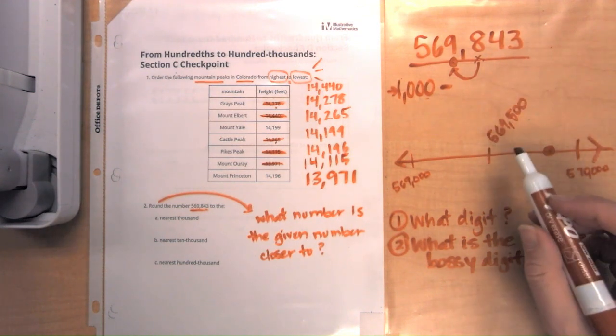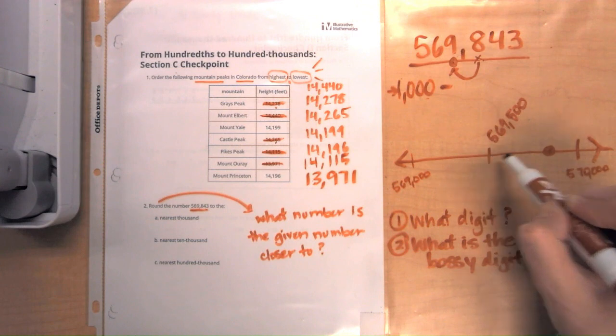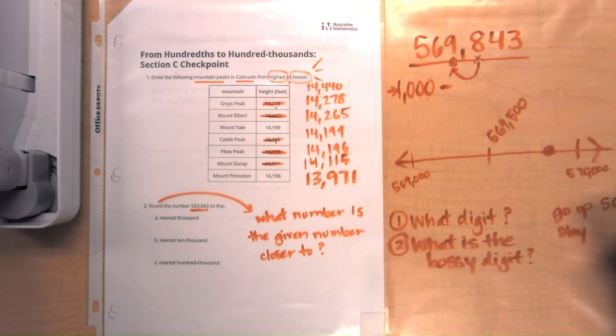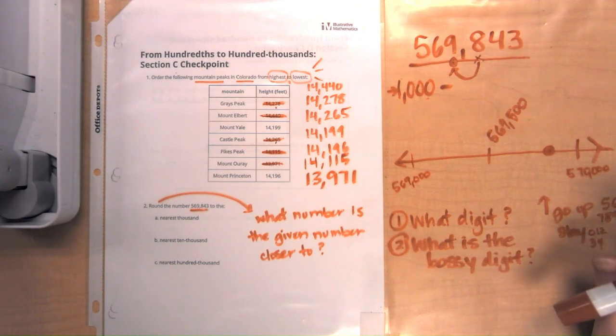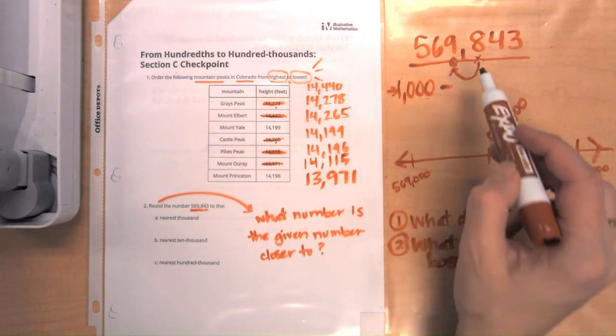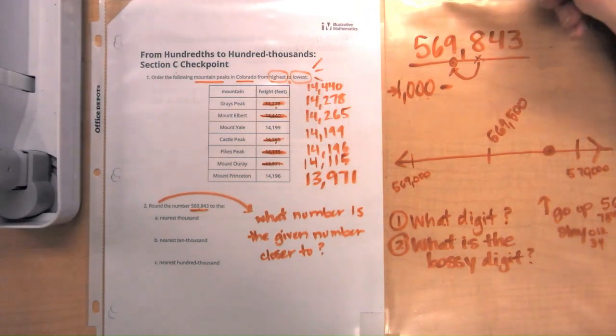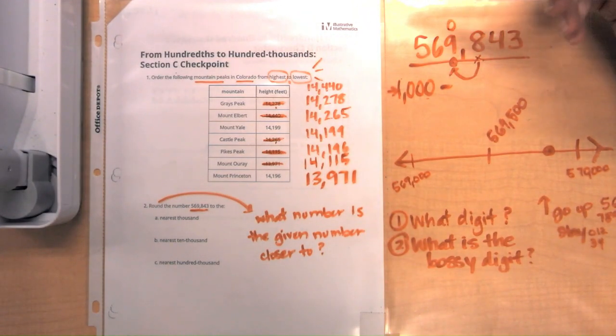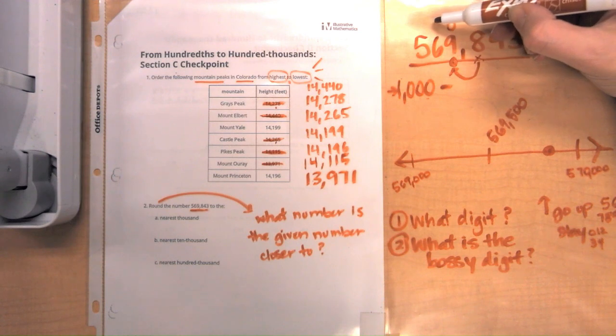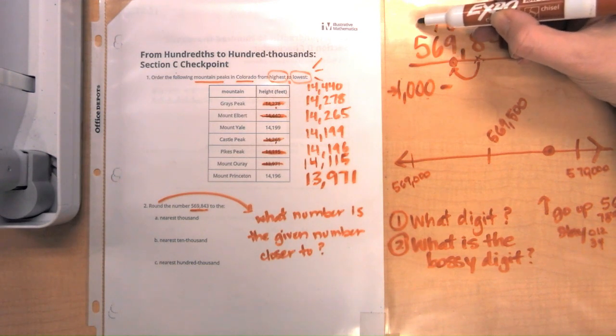What is the 8 telling us to do? If the bossy digit is 5 or more, so 5, 6, 7, 8, or 9, we're going to go up. If it is 0, 1, 2, 3, or 4, we're going to stay. We're not going to change that number. So the 8 is telling the 9 to go up. The 9, this one's kind of tricky. The 9 goes up to a 10, but we have to give that 10 over here to the 6. So that becomes a 7.